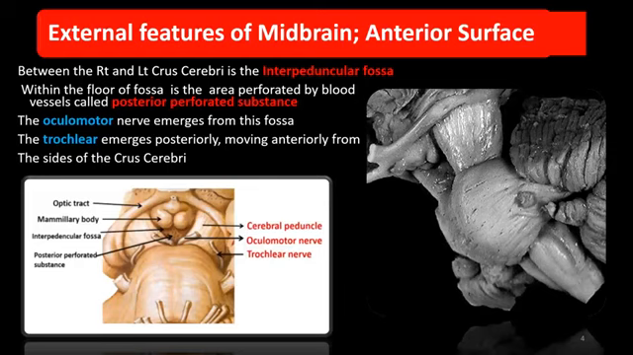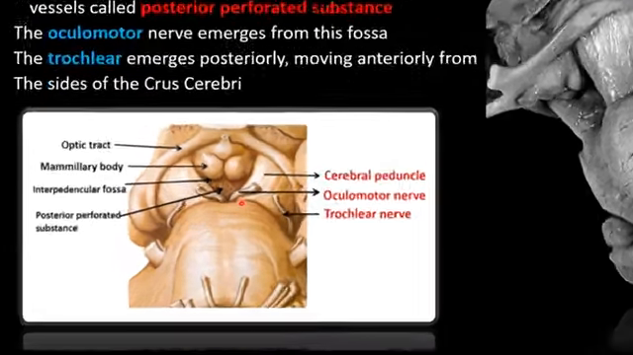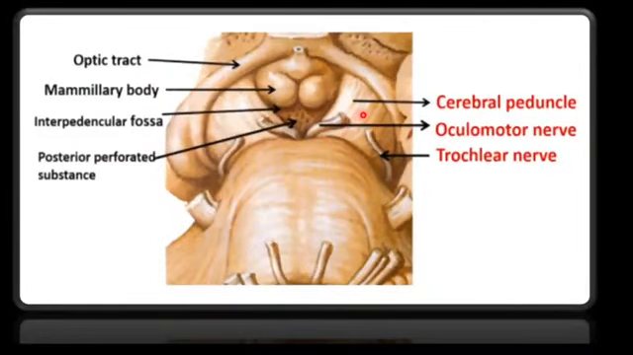Now we are going to consider the anterior surface of the midbrain. In this anterior surface, we are seeing the right crus cerebri and the left crus cerebri. And in between them, we are seeing the interpeduncular space or interpeduncular fossa. That's the space we can see here. Inside the interpeduncular fossa, within its floor, is the area perforated by blood vessels called the posterior perforated substance. That is the region I am pointing the light.